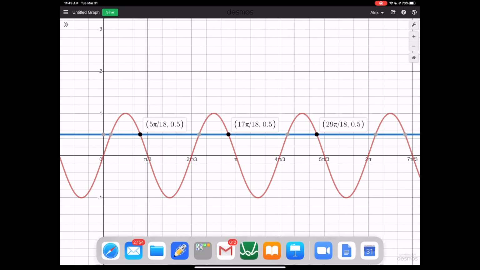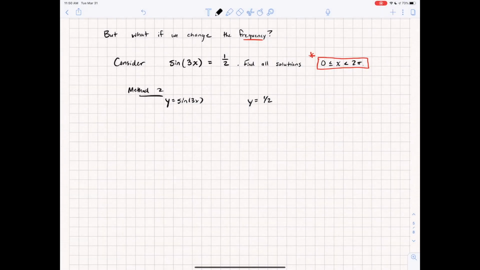Well, let's go to the equation and let's do some work by hand. All right, so just to write this out again from the graph, we noticed that all of the answers were cycling at 12 pi over 18, which is 2 pi over 3. So let's hold on to that for a second.